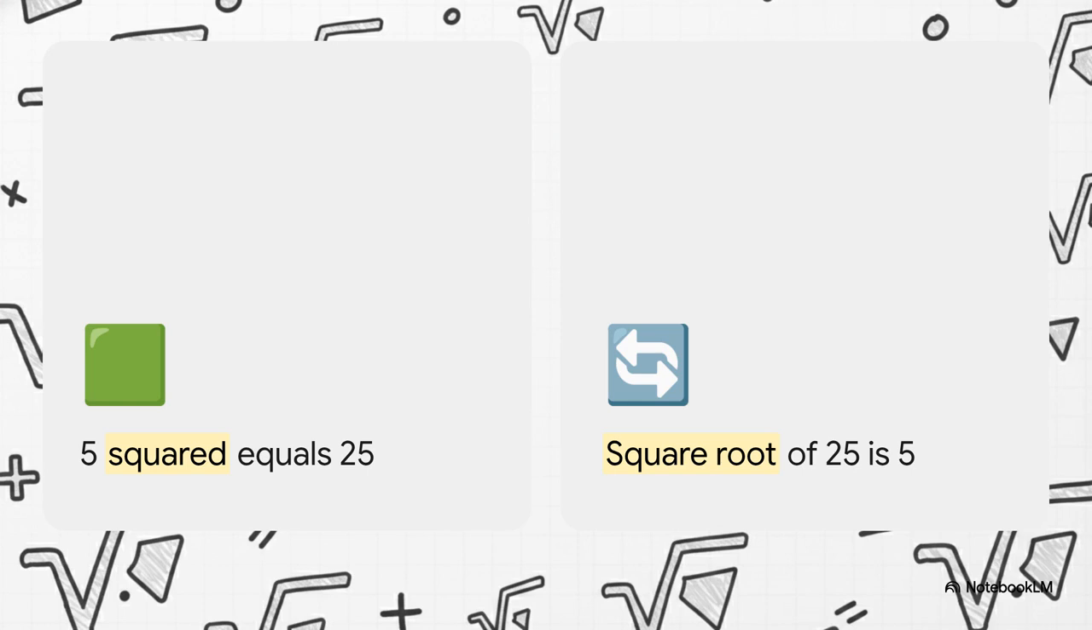Think about it. When we take 5 and square it, which is just multiplying 5 by itself, we get 25. The square root symbol is basically playing Jeopardy with that math. It's looking at the answer and asking, hey, what non-negative number, when multiplied by itself, gets me back to 25? And the answer, of course, is 5. So the square root of 25 is 5. It's just the direct inverse operation of squaring. They perfectly undo each other.